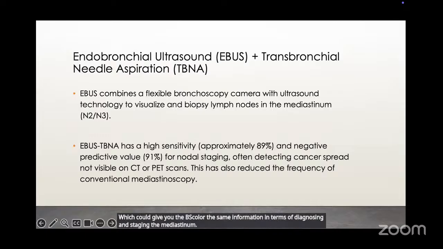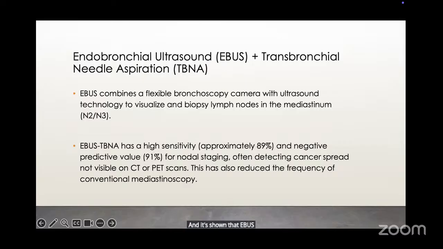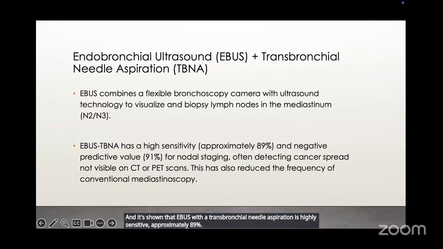And it's shown that EBUS with the transbronchial needle aspiration is highly sensitive, approximately 89%, and has a negative predictive value of 91% for nodal staging, often detecting cancer spread not visible on CT or even PET CT scans.